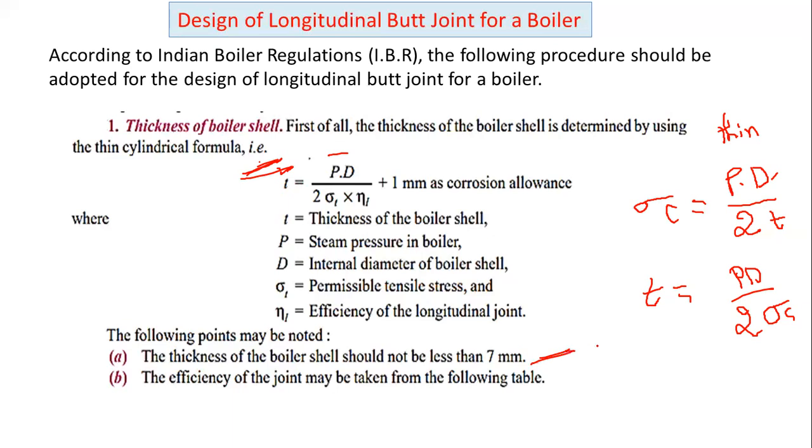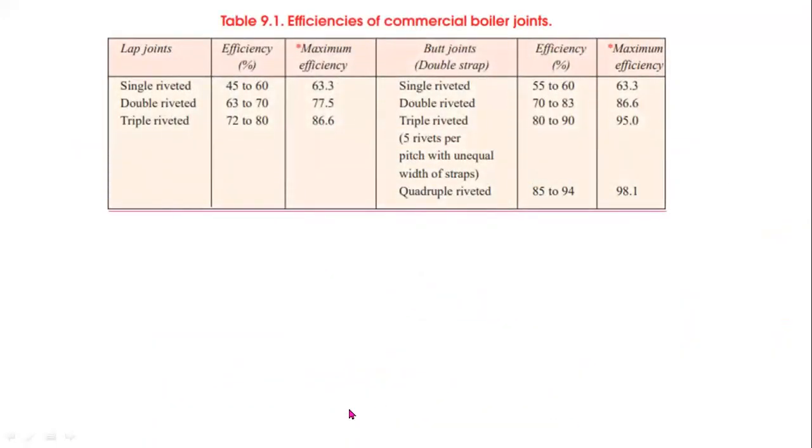Okay, for design of boilers, the thickness of the boiler should not be less than 7 mm. This is a very important point. And another point, the efficiency of the joint may be taken from the table. You have to take the joint efficiency from this table.